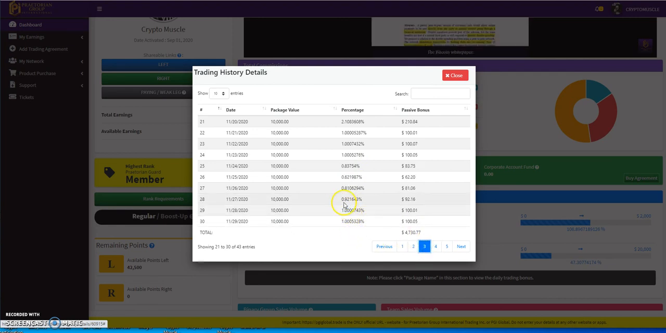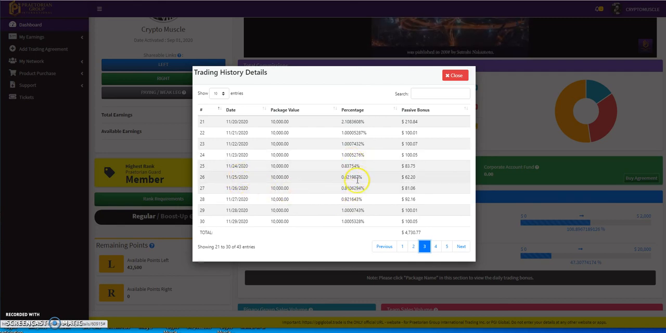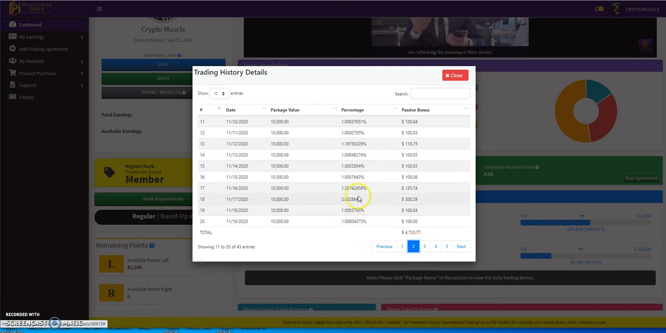There's even days where it fell below 1%, when that was a very volatile week in crypto right here. Plus you got the Thanksgiving holiday. And then you got the 2% day. Look at that. 2.1% day at that time. 2% day there.